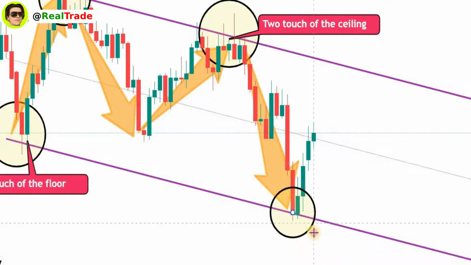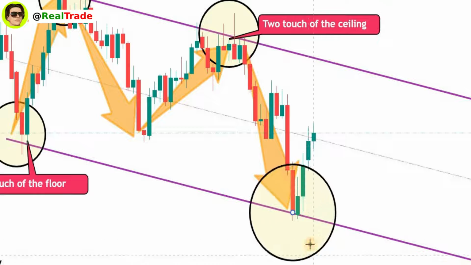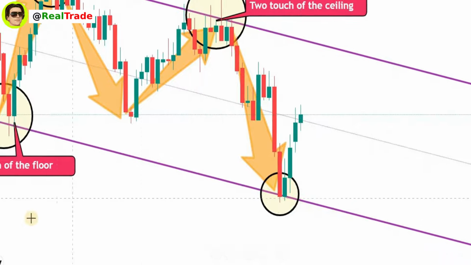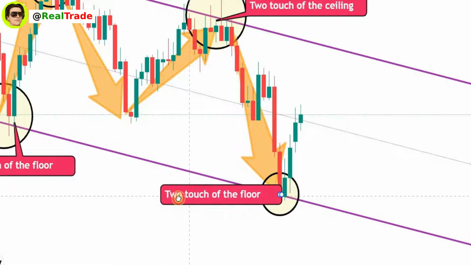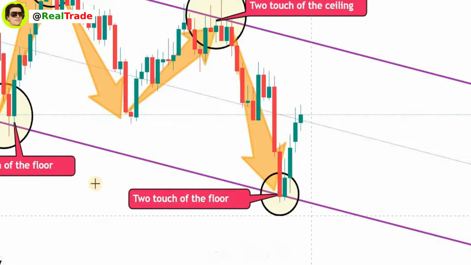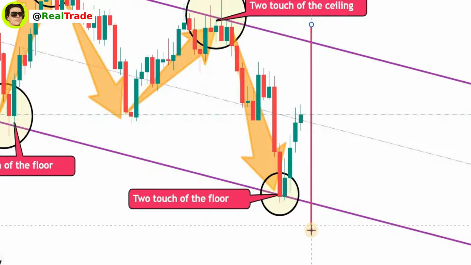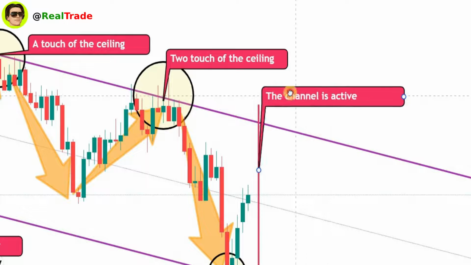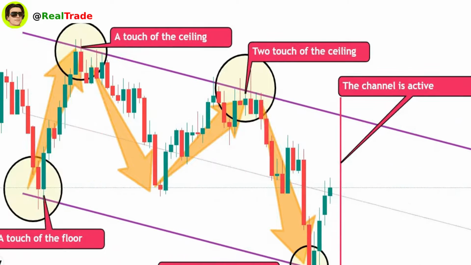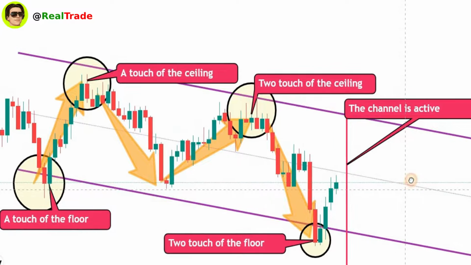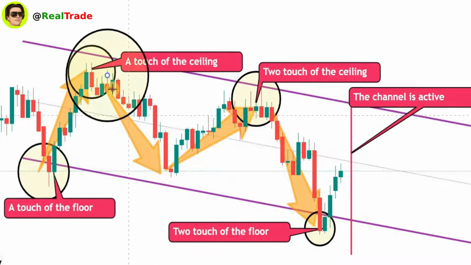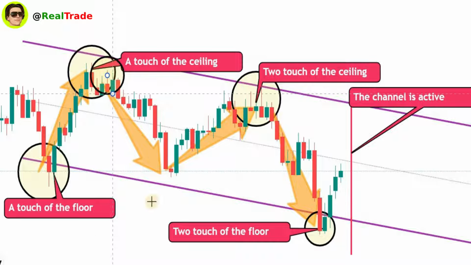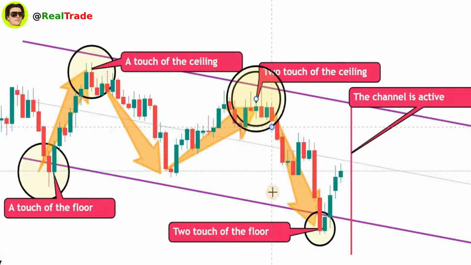Floor, two touch, this area, look at the chart. And active strategy, active channel. After two touch, active channel. Yes. Next, red line, active channel. Yes. Because it has a two touch. Yes. Continue.